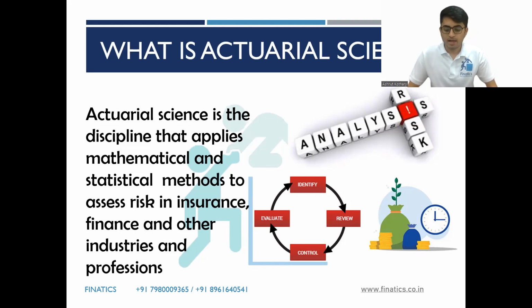So as you'll see this particular thing: identify, review, control, evaluate. How I would like to explain actuarial science is that it is risk management, and within that we have three pillars. First thing I would say is the identification of risk. That's the first pillar.